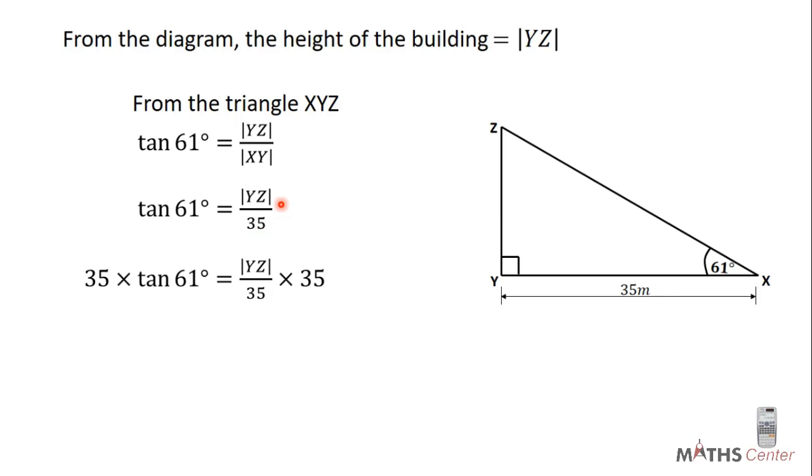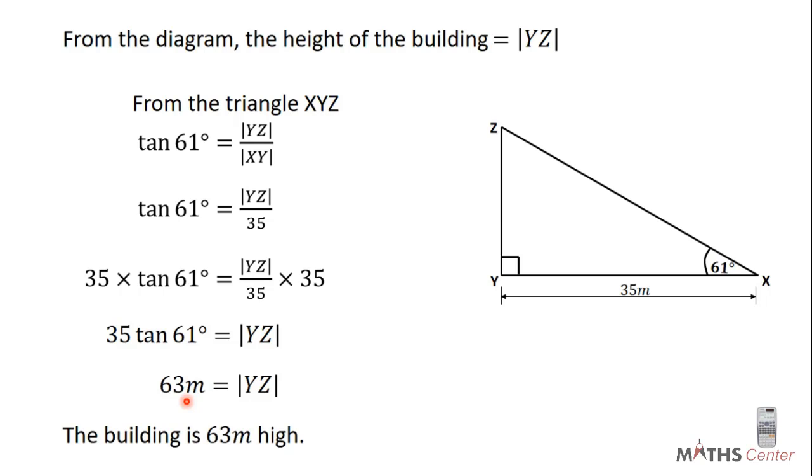So we multiply the left hand side by 35, and we multiply the right hand side by 35. So 35 and 35 will cancel. So we have 35 times tan 61 degrees is equal to YZ. You find this on your calculator. The question said we should correct our answer to the nearest whole number. So you find this on your calculator and correct your answer to the nearest whole number, and that will give us 63 meters. So YZ, which is the building, is 63 meters. We can say that the building is 63 meters high.